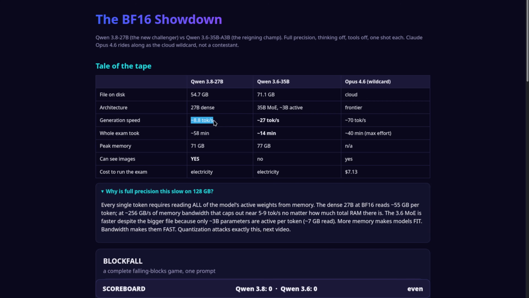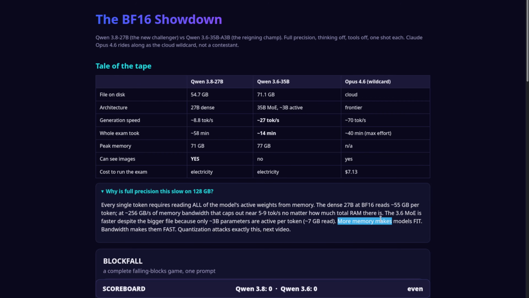And I put a little disclaimer here. I wrote this in the comment as well. Essentially, it's taking the massive model, and it has to read about 55 gigabytes per token at 256 gigabytes per second of memory bandwidth. You really do cap out at that 5 to 9 tokens per second, no matter how much RAM is there.